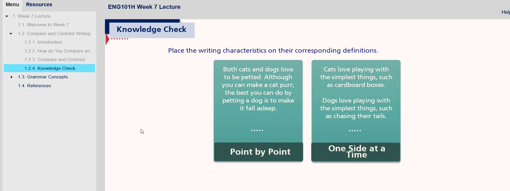Remember, these methods all have different names. So point by point can also be the alternate method, 5-paragraph essay structure. One side at a time can be known as one side at a time, side by side, or block method.